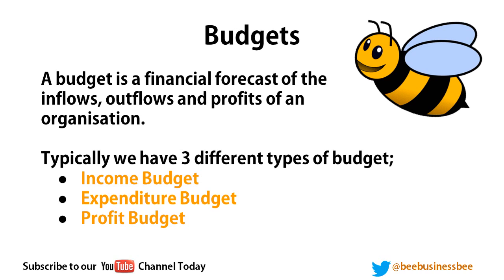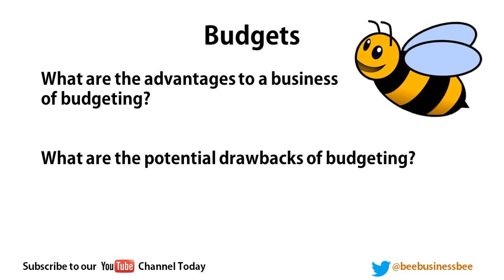Okay, a budget is a financial forecast of the inflows, outflows, and profits in an organisation. We typically have three different types of budget. We have an income budget, an expenditure budget, and a profit budget. The income budget is a prediction of all the inflows in the business. An expenditure budget is a prediction of all the outflows in the business. And a profit budget is a prediction of how much profit we're going to make. Some typical questions you might see. So what are the advantages of a business conducting budgeting, and what are the drawbacks of a business conducting budgeting?